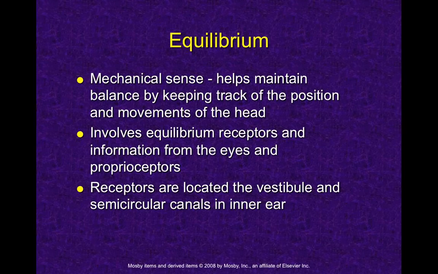Carrying on. So we have equilibrium, which is balance. So this is a mechanical sense, and it helps maintain balance by keeping track of the position and movements of the head. It involves equilibrium receptors and information from the eyes and proprioceptors. The receptors are located in the vestibule and semicircular canals in the inner ear.